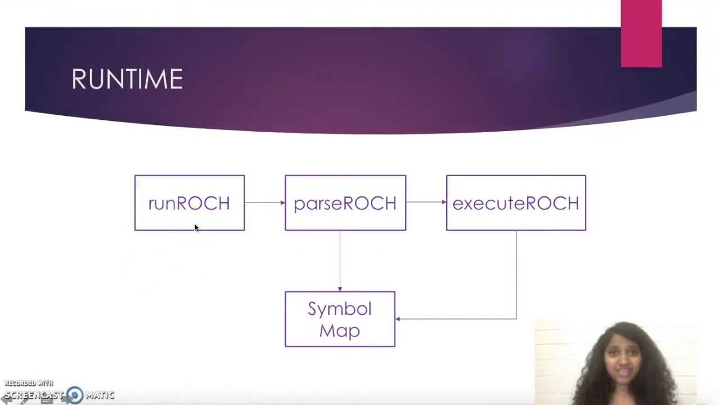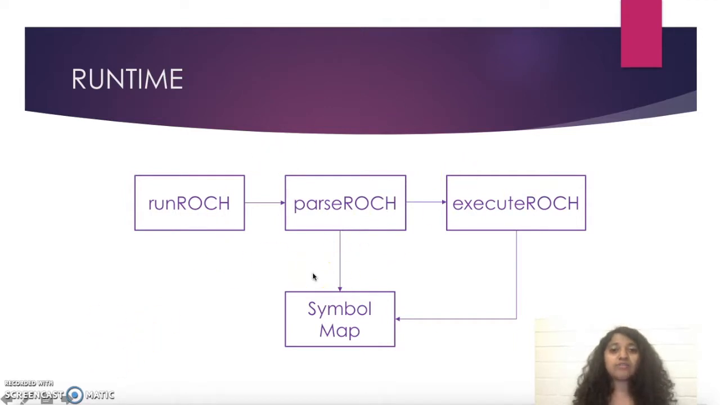Hello, I'm Nishiti, and today I'm going to explain the runtime of our programming language. As Mahima explained, once a program is compiled, a .rcic file is generated, which contains our intermediate code. This file is then passed to the runtime. In the runtime module, there are four Java classes: run roach, pass roach, execute roach, and symbol map.